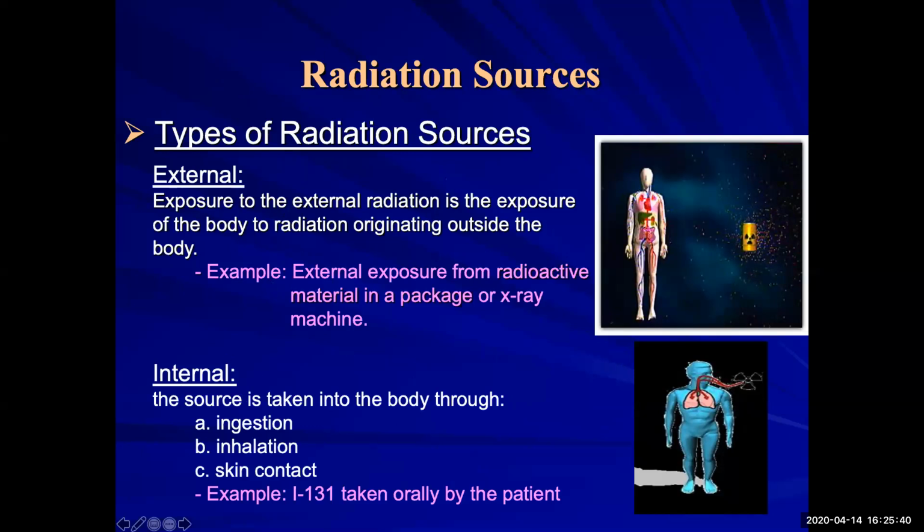An external source means the radioactive source is outside the body and you are exposed to the source from outside your body. An internal source means the source enters your body, either by ingestion, inhalation, or it could be contaminated on your skin and then enter your body, so you are contaminated from inside. For example, iodine-131 is volatile and can be inhaled if you don't have good ventilation, so iodine-131 can get into you through inhalation.